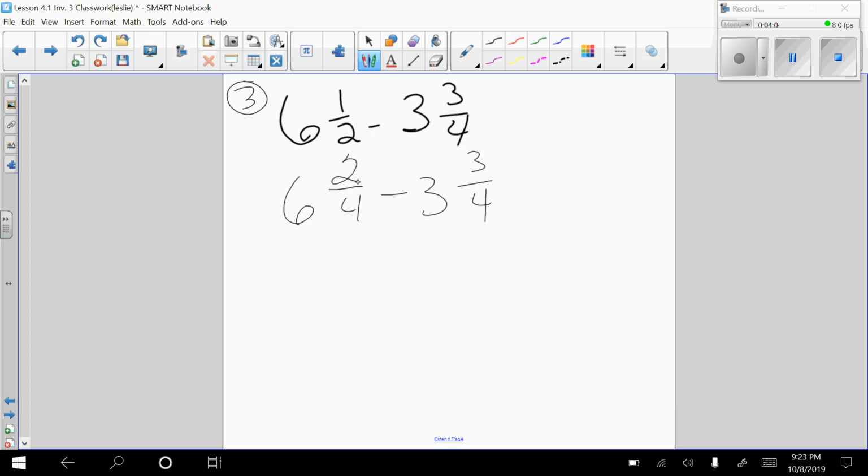Now, we have to do subtraction. Well, we can't take 3 away from 2, so we're going to change them to improper fractions. 6 times 4 plus 2 is 26/4, minus 3 times 4 plus 3 is 15/4. Subtract your numerators. 26 minus 15 is 9, so I have 9/4. Now simplify. How many groups of 4 can you take out of 9? The answer is 2. 2 times 4 is 8. 9 minus 8 is 1 left over. So I have 2 1/4.